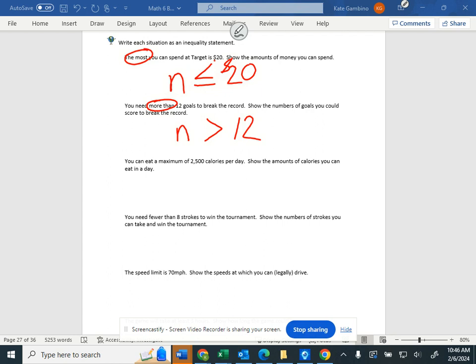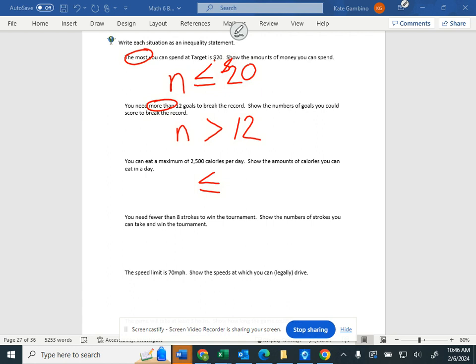One last one we're going to do together, and then you're going to work on your own. You can eat a maximum of 2,500 calories per day. Show the amounts of calories you can eat in a day. So if it's a maximum, what symbol is that? Madison. Less than or equal to.